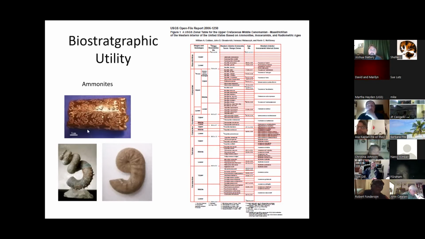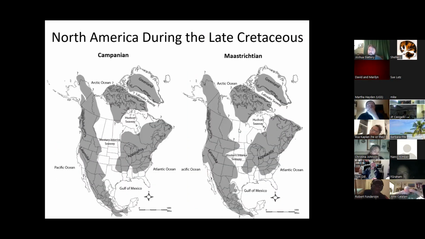The common ammonites that we find here in North America, and use for biostratigraphy, are these baculites, these things called Didymoceras, and then the Scaphitids. So they're very practical for subdividing and correlating rocks.